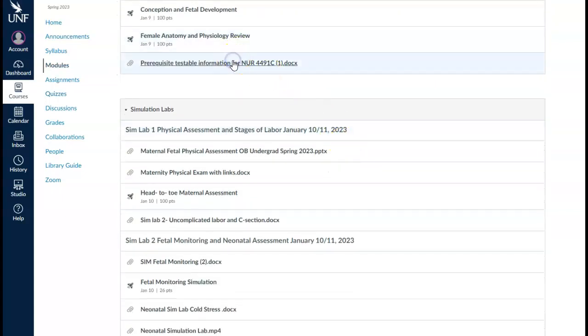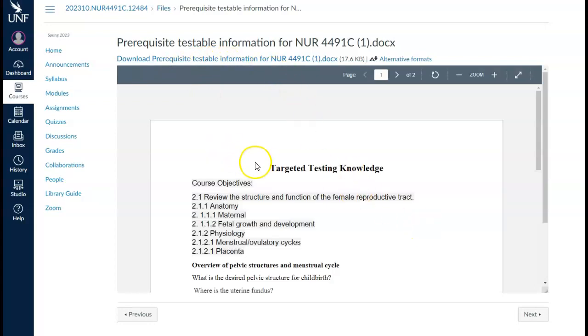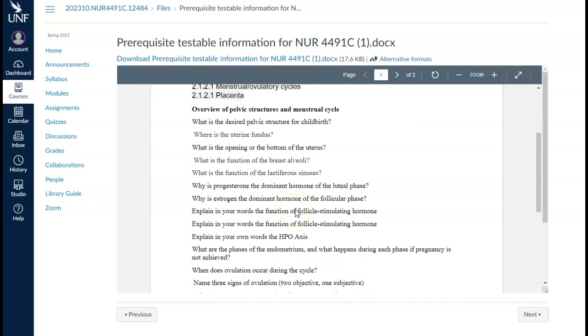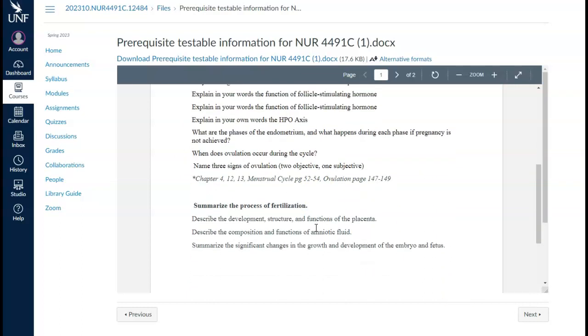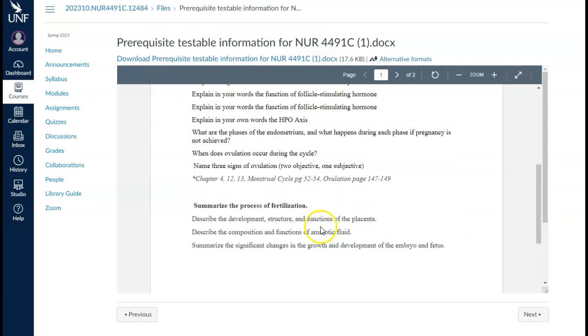Okay, so when you have your first test, this is the testable information. This is your review. And so I put all the questions from the quiz right here for you. And then you put your answers right in here, and you'll know what to study for the first test for this information.